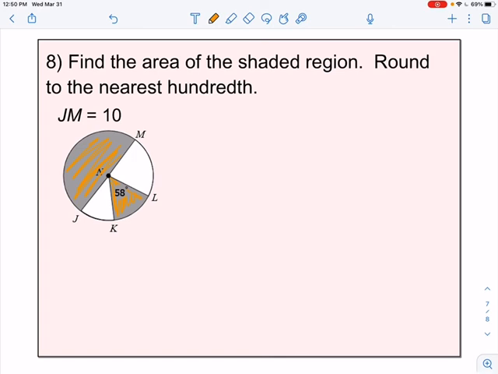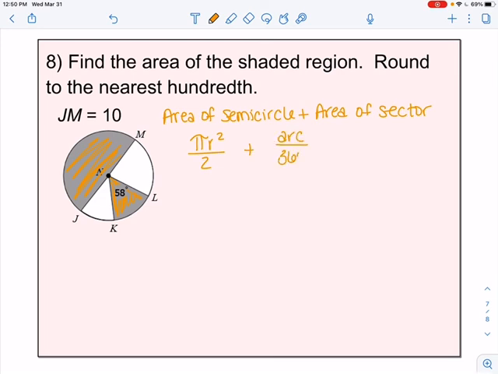So we're going to do the area of the semicircle plus the area of the sector. So again, I'm going to take out those things now and replace them with their formulas. So the area of a semicircle, well, the area of a circle is pi r squared, and a semicircle is half a circle. So we'll just take that and divide that by 2. And the area of my sector is my arc over 360 times pi r squared.